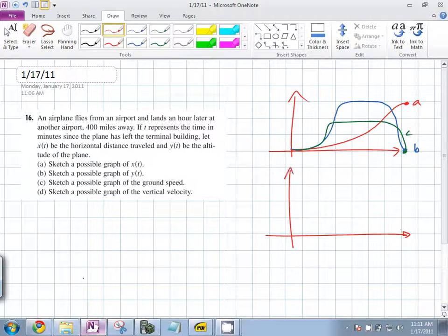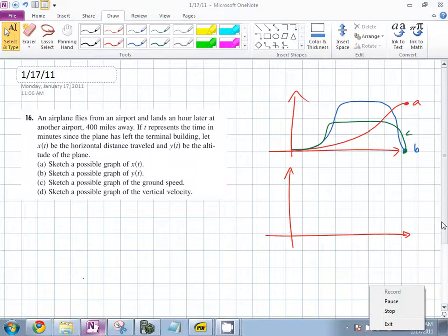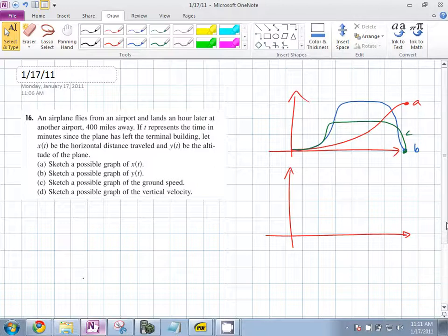Vertical velocity. What does vertical velocity mean? Can someone raise their hand and tell me what does vertical velocity mean? The speed of rising, right? The speed of rising. So a really big positive vertical velocity means the object is going upward really quickly, right? So at the beginning, what's the vertical velocity going to be? It's 0, right? It hasn't taken off yet, right? Hasn't taken off, and then what's it going to do? It's going to be rising, it's going to be rising.